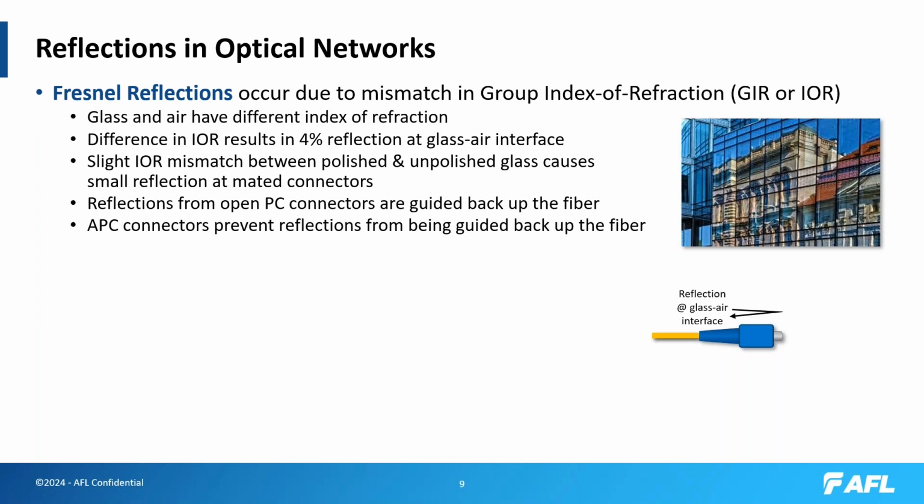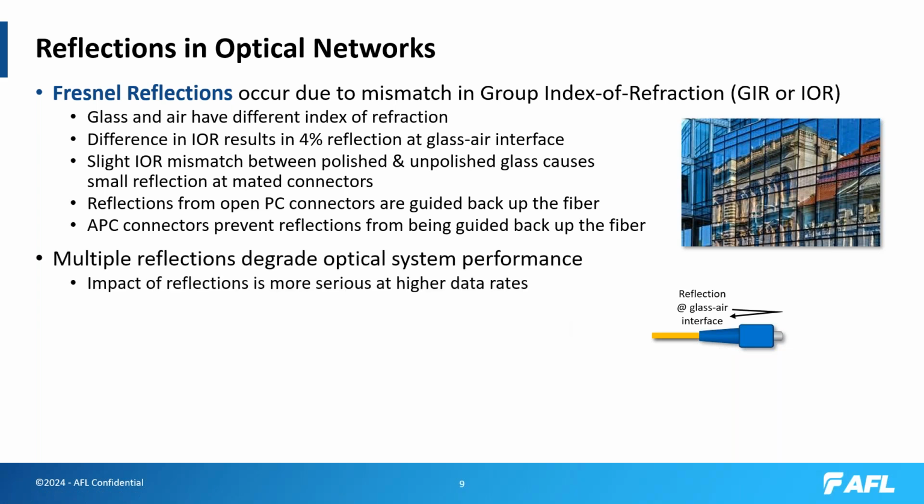With APC connectors, you still get that 4% reflection, but the angle on the end connector is designed to exceed the capture angle or the critical angle of the fiber, so that reflected energy does not get guided back up the fiber. If you have some poor connections in your network with high reflections, then you can get multiple reflections in your optical network.